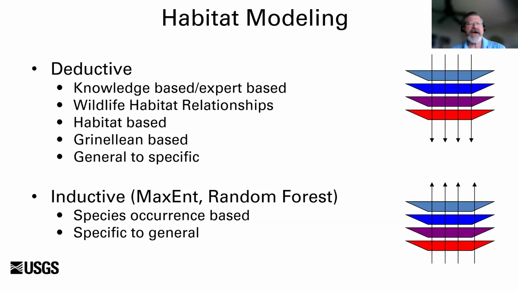Then you identify that habitat, and it's really based on Grinnellian distributions. So we're really looking at all the habitat that species could be associated with. And the deductive approach is often termed general to specific. The newer methods that are available that are really strong and robust are inductive efforts.